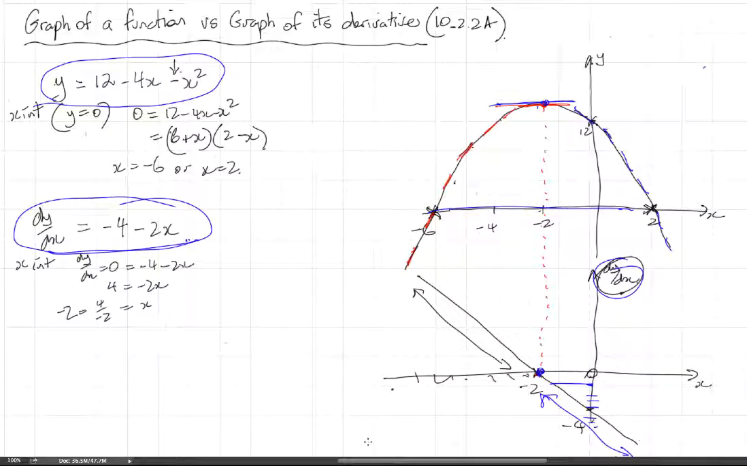It tells us the instantaneous rate of change, or the value of the gradient at any point drawn to the curve. And this allows you to interpret what happens on either side of x equals negative 2, or the turning point in this case.